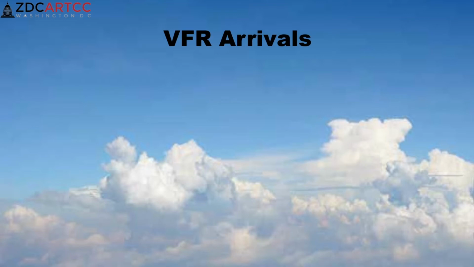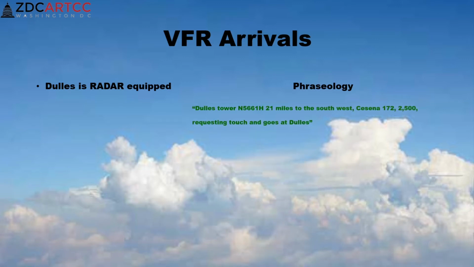VFR aircraft arriving require certain procedures to be done by a controller. Dulles is a radar-equipped facility, meaning the tower has some sort of radar that can identify targets. An aircraft's initial call with tower would sound something like: Dulles Tower, November 5661 Hotel, 21 miles to the southwest, Cessna 172, 2500, requesting touch and goes at Dulles. The response from the controller would be: November 5661 Hotel, Dulles Tower, squawk 5644.